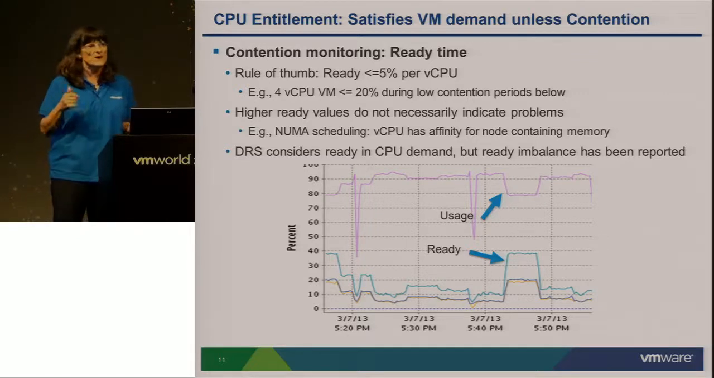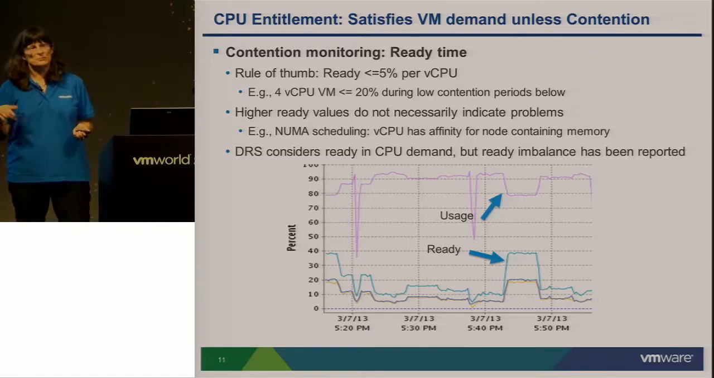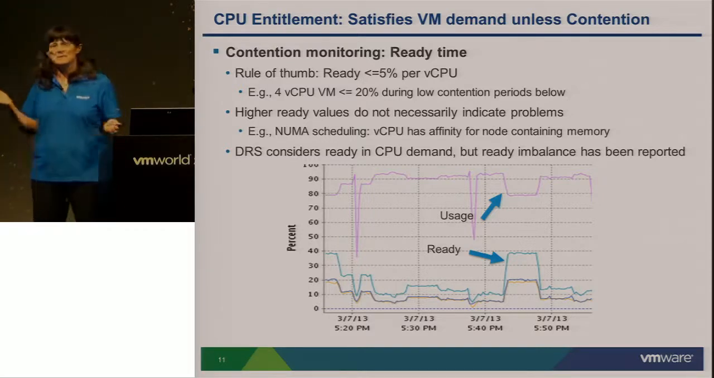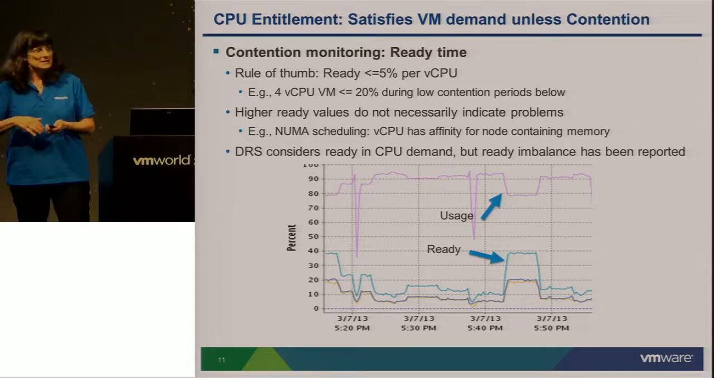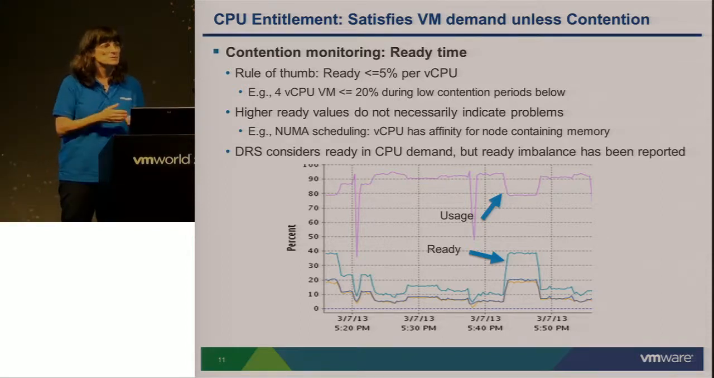So the rule of thumb is that ready time should be 5% or below per vCPU. For example, if you have a 4 vCPU VM, then your ready time for that VM should be under 20%.